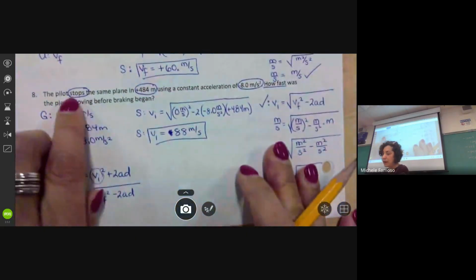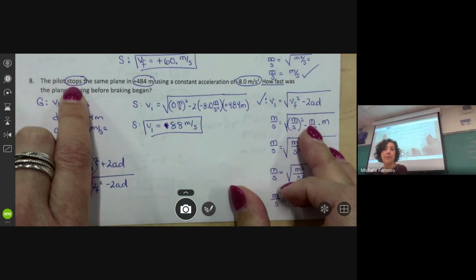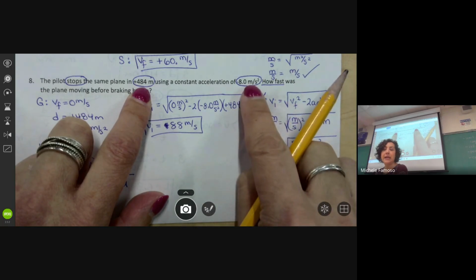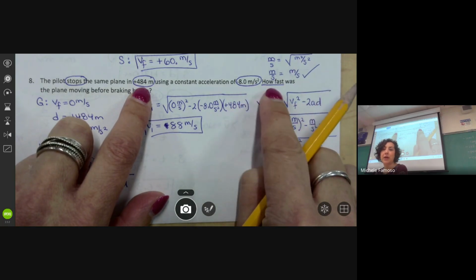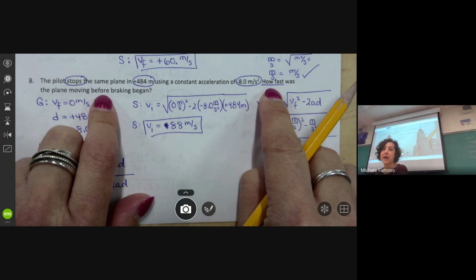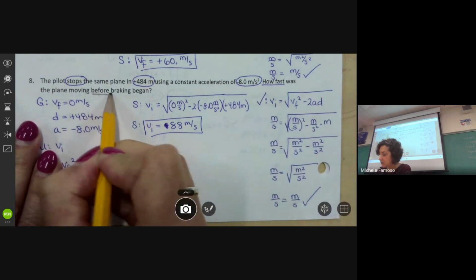Number 8. All right. In number 8, you should have circled the word stops, positive 484 meters, and negative 8.0 meters per second squared. I'm asking you, how fast was it moving before braking? How fast before?